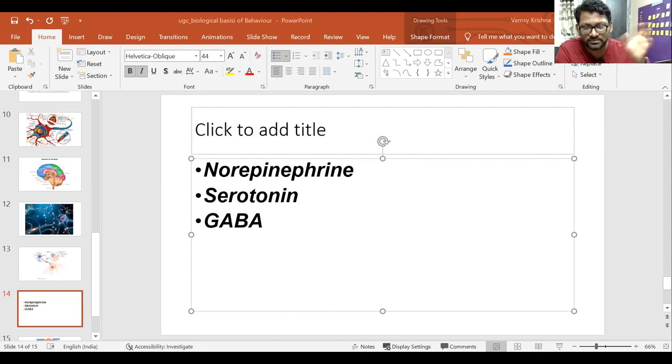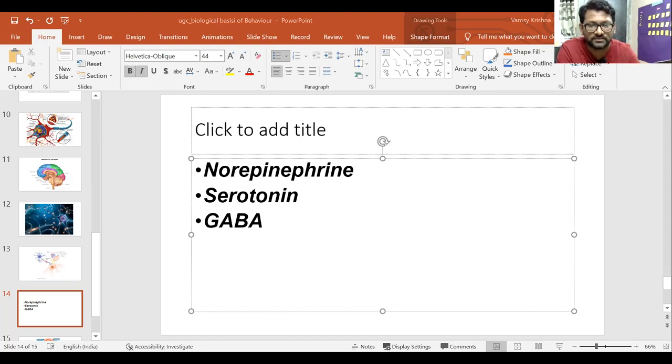Because nerve impulses are not produced when the GABA is released, during GABA release we actually produce calming effects. If GABA is absent, there would be tremors, seizures, epilepsy, anxiety, etc.